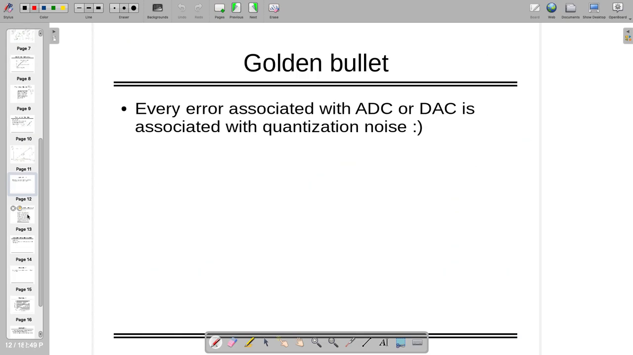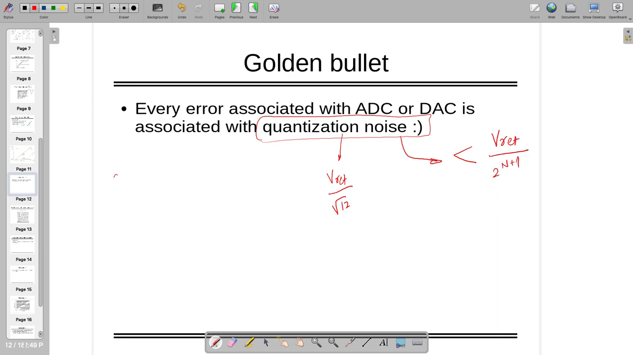So the golden bullet says that every error associated with ADC or DAC is associated with the quantization noise. And how much is the quantization noise? Vref by square root of 12. Just to make the budget, we are going to make sure that this quantization noise has to be less than Vref by 2 raised to N, but for the budget we are going to make it half. So this equation will change to less than Vref by 2 raised to N plus 1.